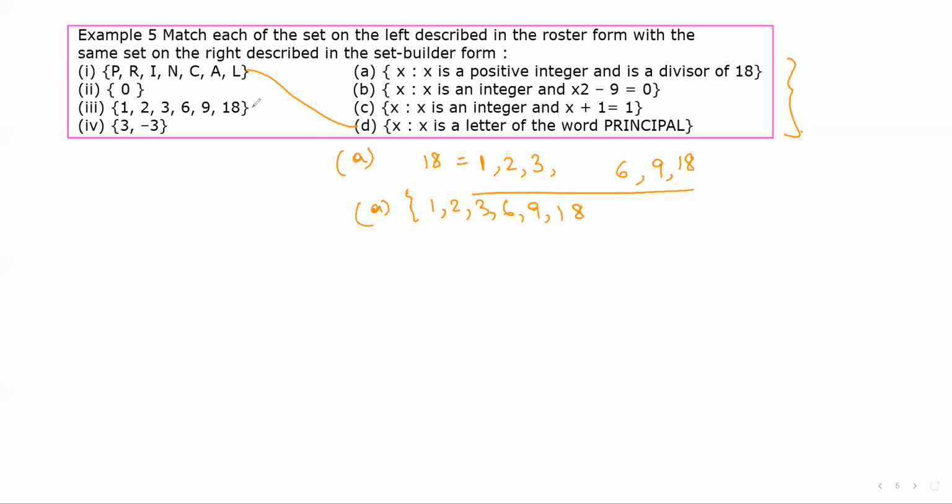From the figure, this is A. B: x is an integer and x square minus 9 is equal to 0. It's given that x square minus 9 is equal to 0, so x square will be equal to 9, which means x can hold either of two values, plus 3 or minus 3, which is this set. By default, the second will be C, but let's check it. x is an integer and x plus 1 is 1, which means x is equal to 0. So this value is equal to this.